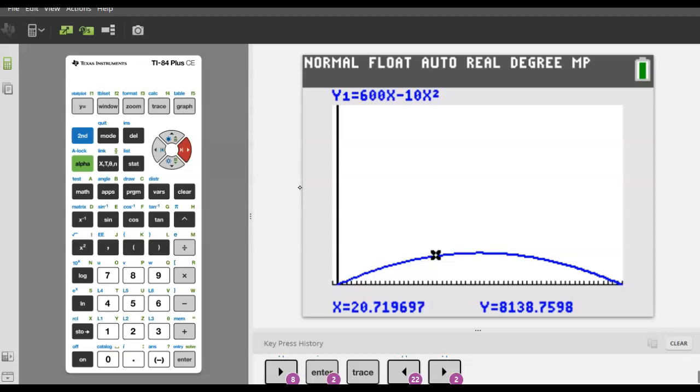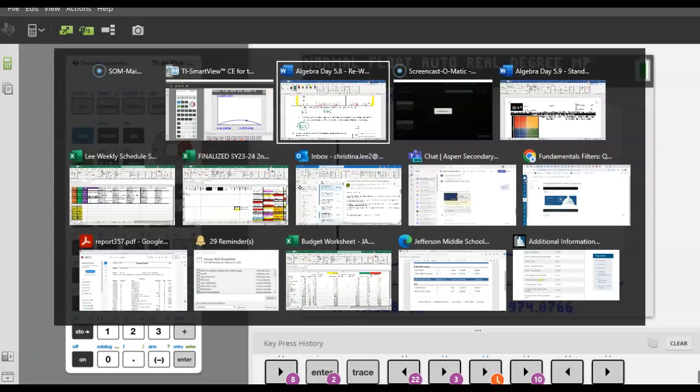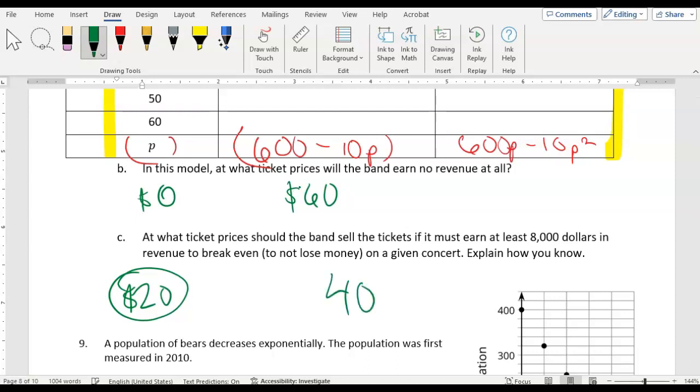But then I also want to look over on this side over here. And again, we're looking at where it is 8,000. So that looks to be about 40. Yeah, probably about 40 would be good. We can say also here, mathematically too, that makes sense because 40 times 10 is 400. 600 minus 400 is 200, and then 200 times 40 also gives us 8,000.